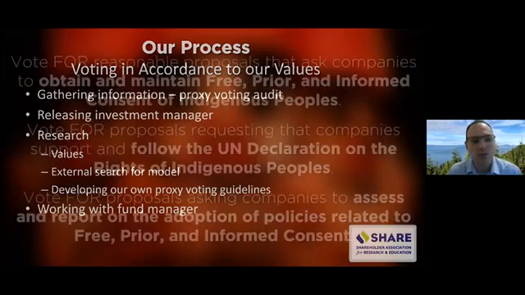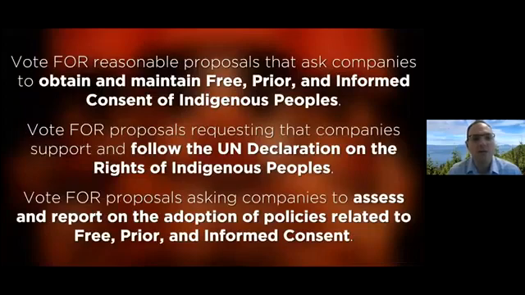And these are 3 examples of the proxy voting guidelines that we've established. And so we are voting for reasonable proposals that ask companies to obtain and maintain free, prior, and informed consent of Indigenous peoples. We vote for proposals requesting that companies support and follow the UN Declaration on the Rights of Indigenous Peoples. We vote for proposals asking companies to assess and report on the adoption of policies related to free, prior, and informed consent. And so you might think, well, do these types of proposals really come through?